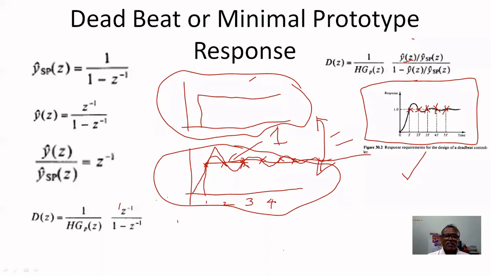You will get the response like this. If you join all sampling points only, you will get a response like this. That's why both are equal. But the actual response is like this. At the sampling instance, its value is one.